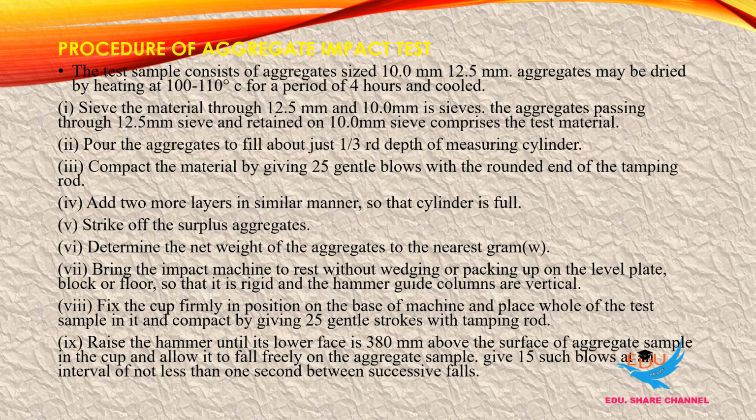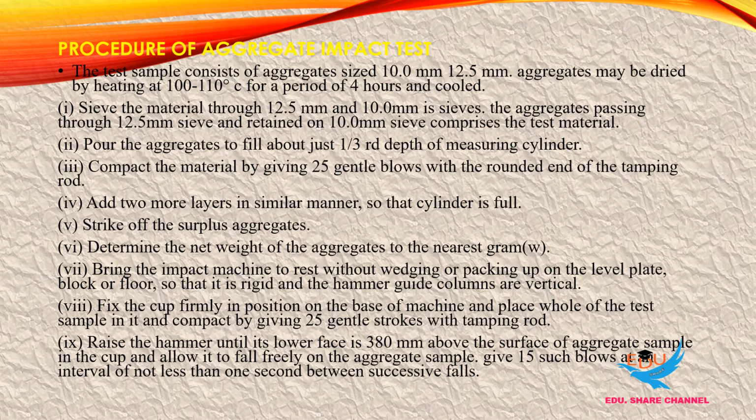Procedure of Aggregate Impact Test. The test sample consists of aggregates of size 10.0 mm to 12.5 mm. Aggregates may be dried by heating at 100 to 110 degrees Celsius for a period of 4 hours and cooled. 1. Sieve the material through 12.5 mm and 10.0 mm IS sieves. The aggregates passing through 12.5 mm sieve and retained on 10.0 mm sieve comprise the test material.